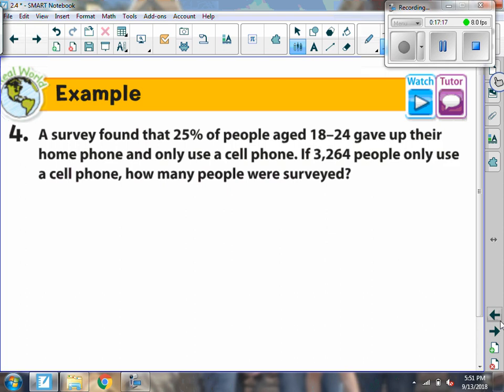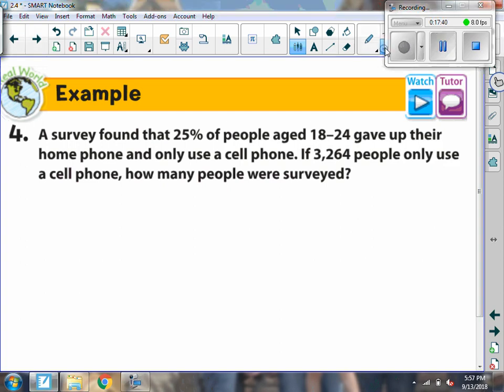Okay, last example. The survey found that 25% of people aged 18 to 24 gave up their home phone and used only a cell phone. If 3,264 people use only their cell phone, how many people were surveyed? So go ahead and take a moment to copy this down.